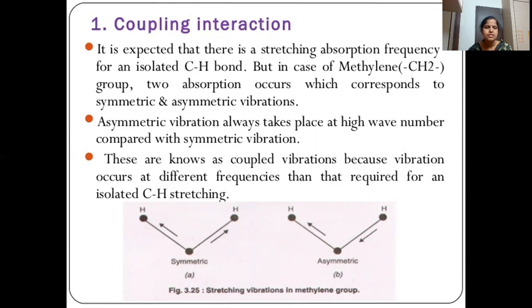We have seen stretching vibrations will change the bond length. Here you can see this is symmetric stretching, where both the hydrogens are moving apart from the carbon. Whereas in asymmetric stretching, one hydrogen we are compressing and the other hydrogen we are pulling apart. Because of these 2 asymmetric and symmetric stretchings, we will observe 2 bands for the CH2 group. So this is about the coupled vibrations. And always asymmetric vibrations appear at higher wavenumber when compared to the symmetric vibrations.